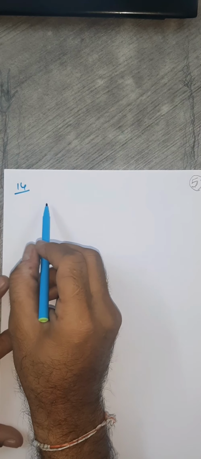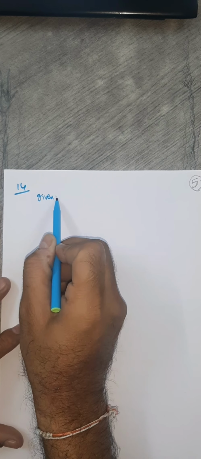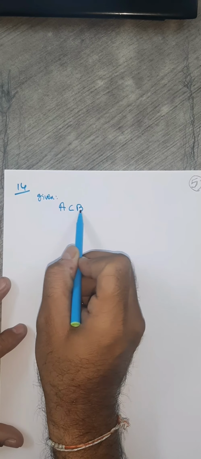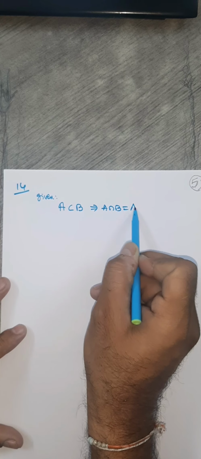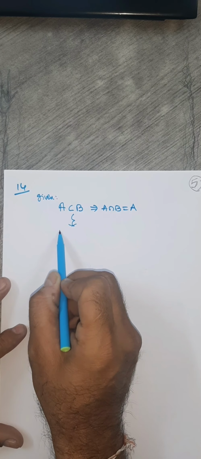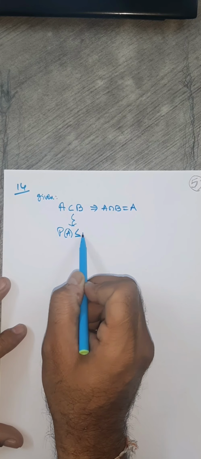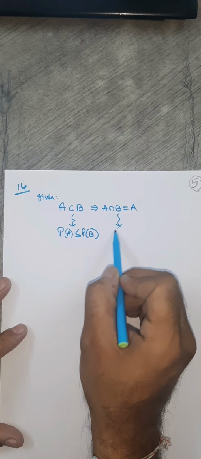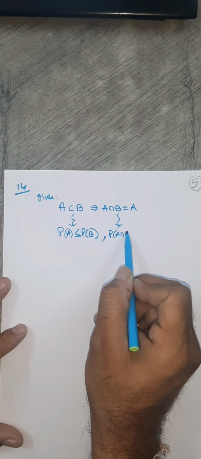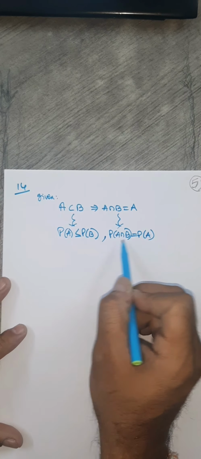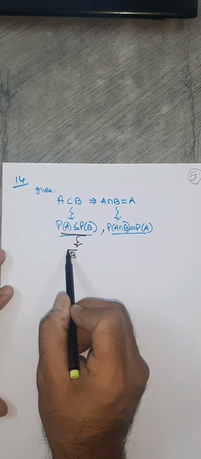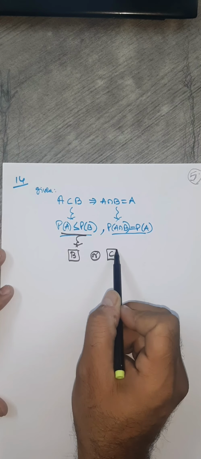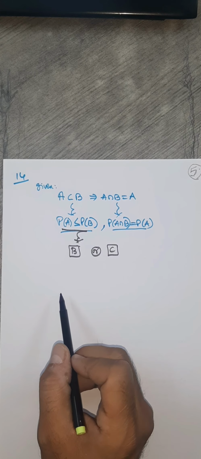Let's see the last, 14th MCQ. We are given that A is a subset of B. So from this you can write A intersection B equals A, the smaller event. This means the probability of A should be less than or equal to the probability of B. And from this, the probability of A intersection B equals the probability of A. We have these two things. From the first condition here, it's quite obvious that either you have option B or C, because there you have an inequality, or D if both of them are not true.